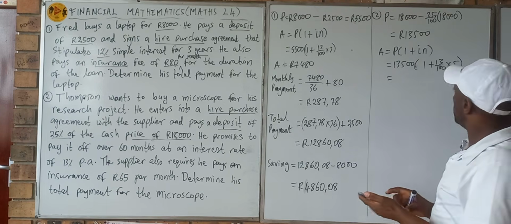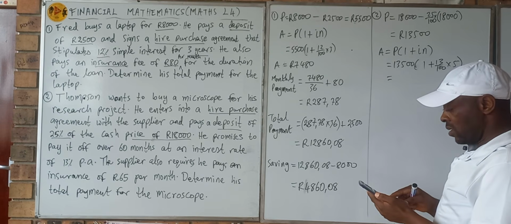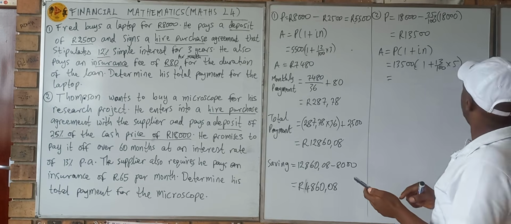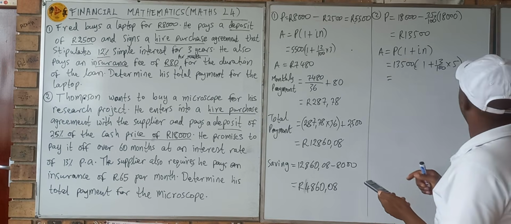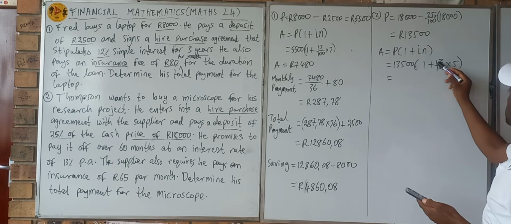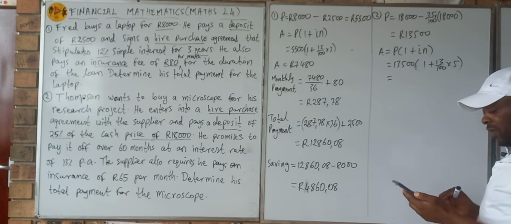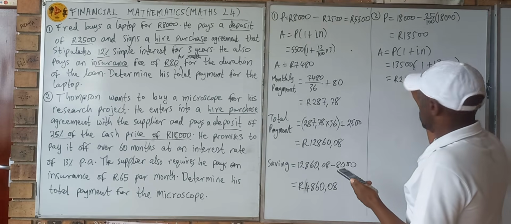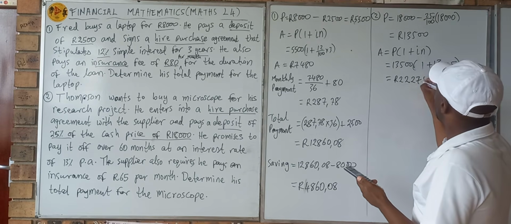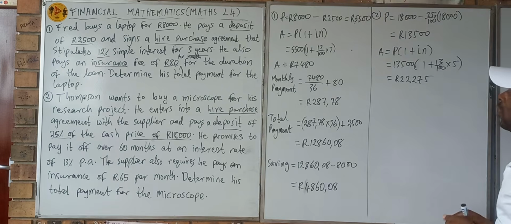So the accumulated loan is 13,500 times 1.65. Say 1.65 because 13 times 5 is 65, over 100 is 0.65, plus 1 is 1.65. So that gives me 22,275. So this is our accumulated loan.